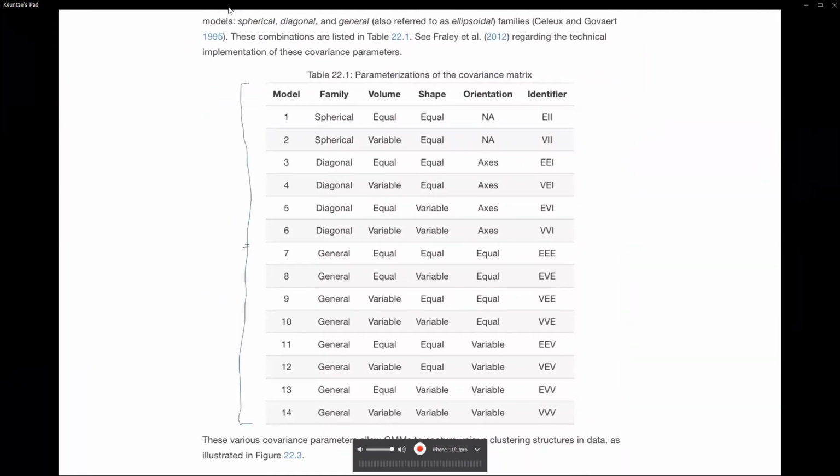Spherical family means a circular one, and diagonal is more of a directional kind of thing, and general is more complex, or a not well-defined kind of curve. And then also volume, shape, and orientation, which is a kind of axis, like there is some direction to it or variable. These are the identifiers that have this kind of name in it.